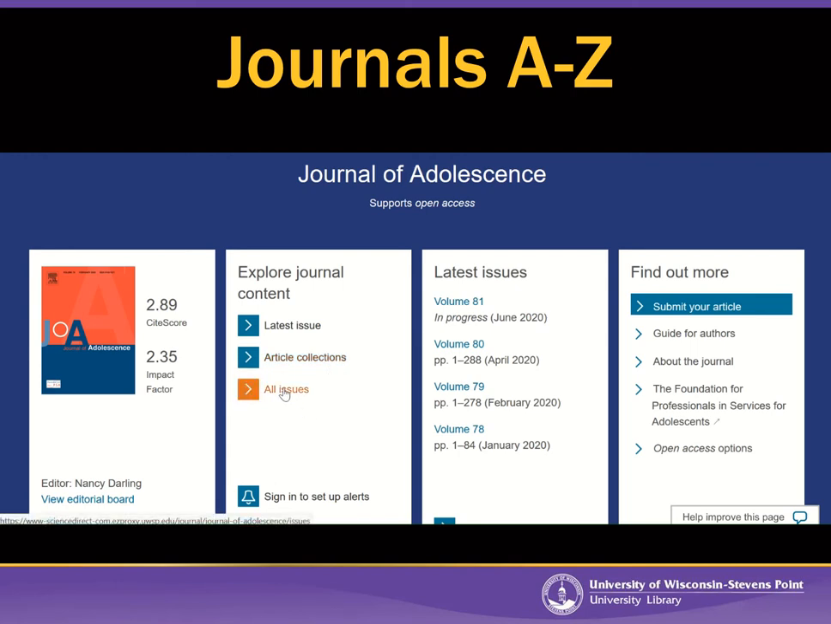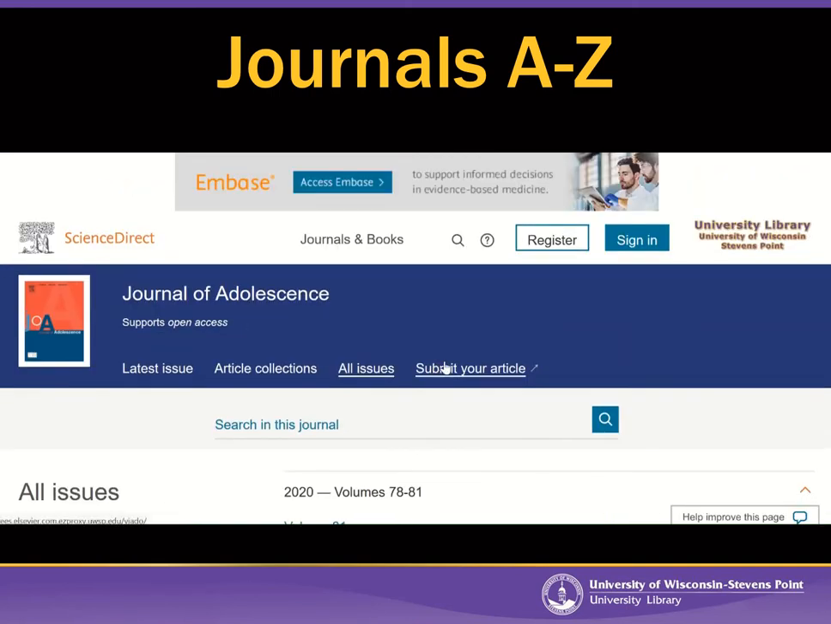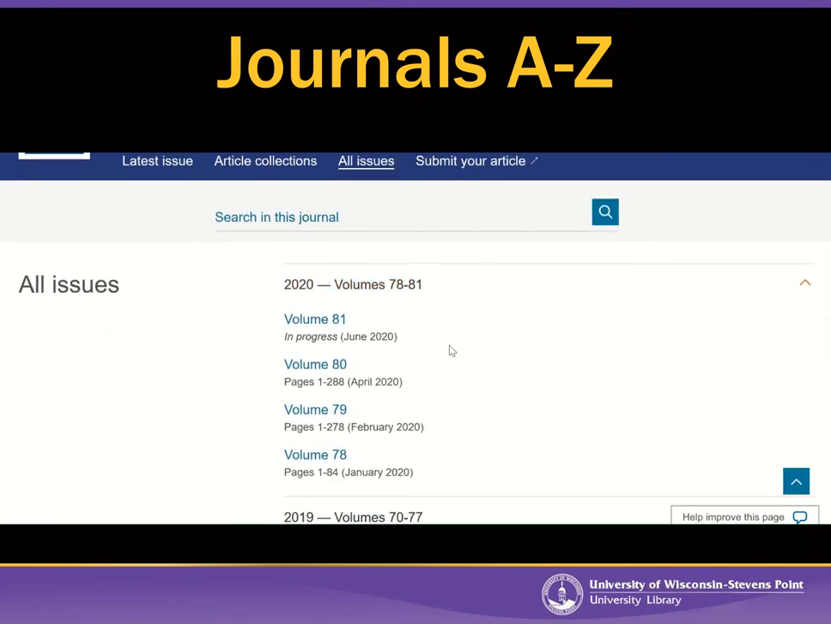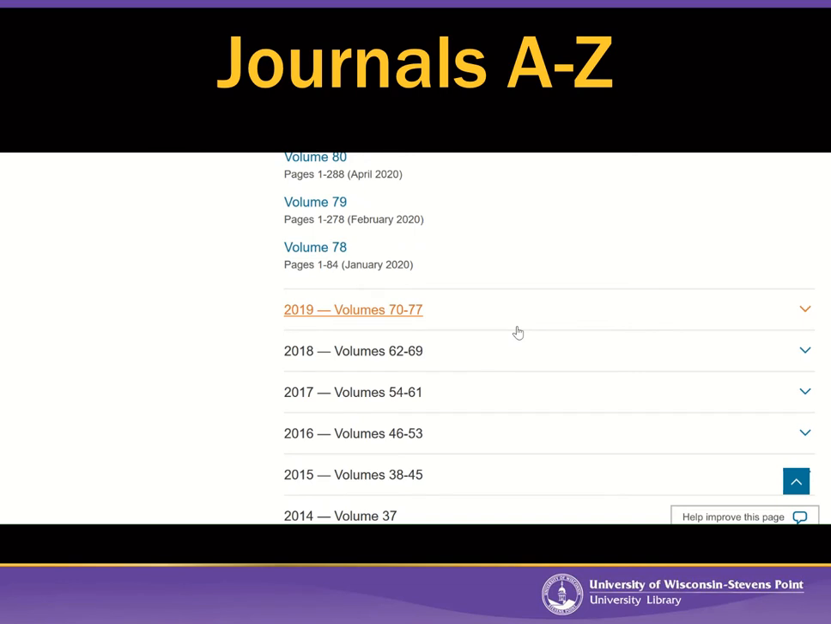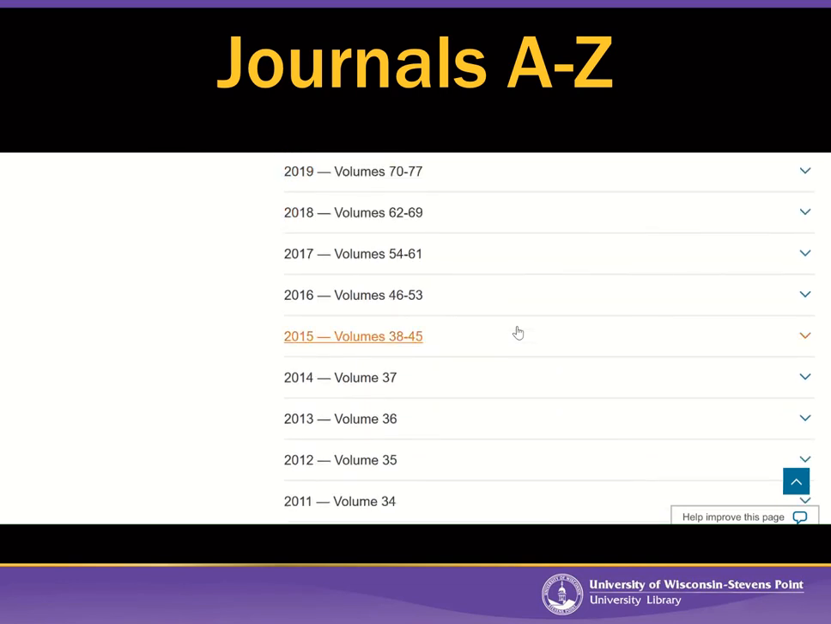Next here is a link called All Issues. So I'm going to go ahead and click on this one here, All Issues. So when I click on All Issues, it actually starts with the most recent volume. That is this one here, Volume 81, that is still in progress, set to be published in June 2020. And then if you keep scrolling down, it actually goes all the way back to the very first volume of this journal that was published in 1978.